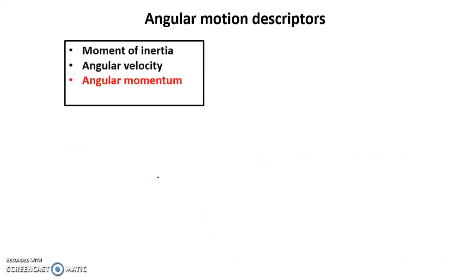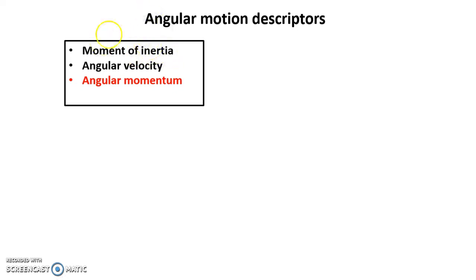Okay, so angular motion descriptors then. As we looked at with regard to linear motion, we looked at the law of inertia, we looked at velocity, we looked at momentum. So we've heard these terms before. Okay, so we've heard inertia with regard to linear motion. So a body will remain at rest or uniform velocity until an external force is applied.